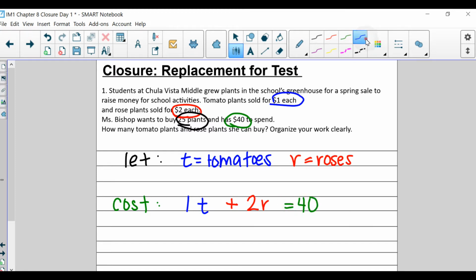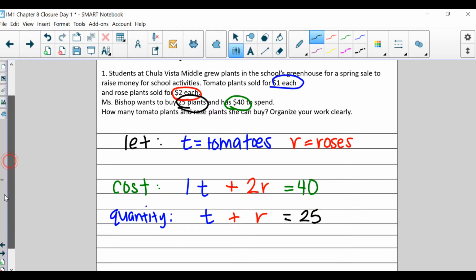Next thing we're doing is we're going to talk about the quantity. So we want to know how many. So we have the quantity. And we know she wants to buy tomatoes and she wants to buy roses, but we don't know how many. So we're going to say she wants to buy tomatoes, she wants to buy roses. Again, we don't know how many, that's why we're leaving it as T and R, but we do know she wants to buy 25 plants in total.